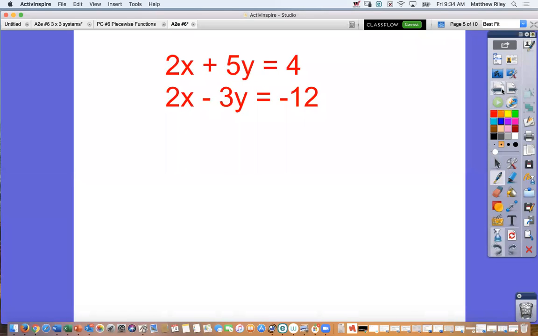Hey, there it is. So right here, I want to find the variable that is the easiest to get opposites. I do not have opposites. 2 and 2 are not opposites. 5 and -3 are not opposites. So what you ask yourself is, what can I multiply by one equation or both to get a set of opposite coefficients? Choose the easiest variable, whichever one you think is easier. There's no wrong answer. So would I rather try and cancel out the x's or the y's? The x's? Yeah, I would pick that too, because this is simple.